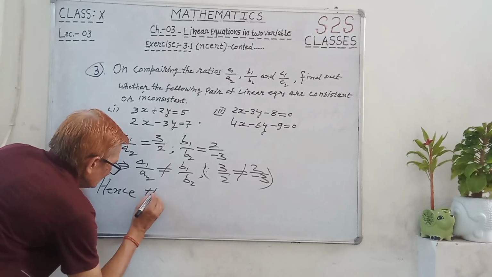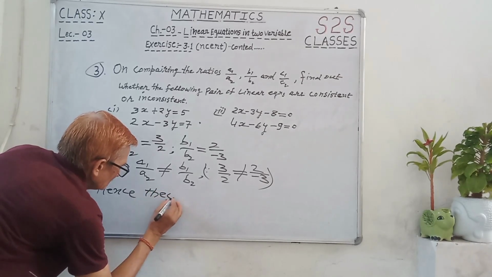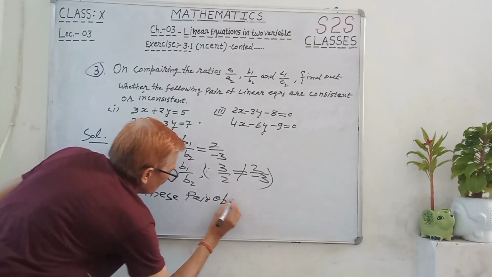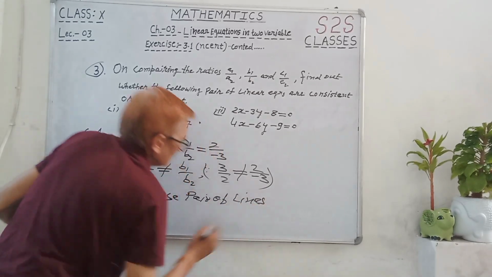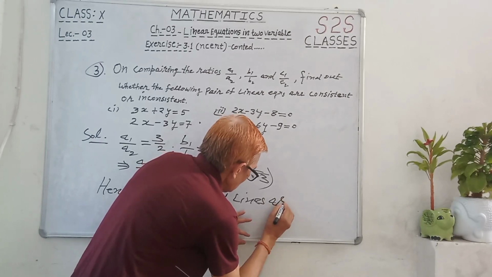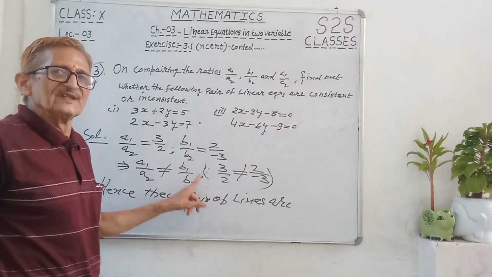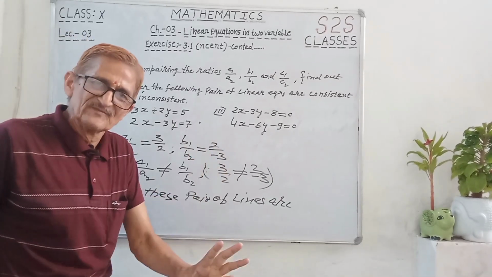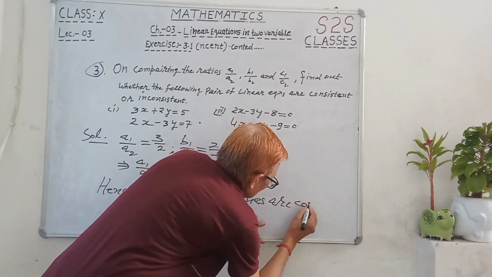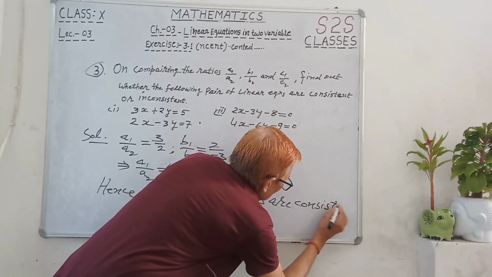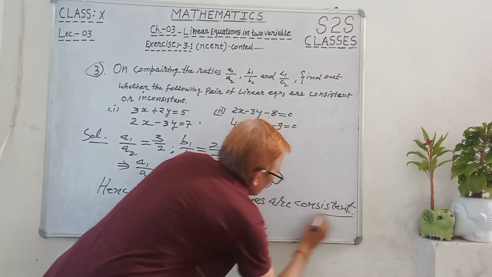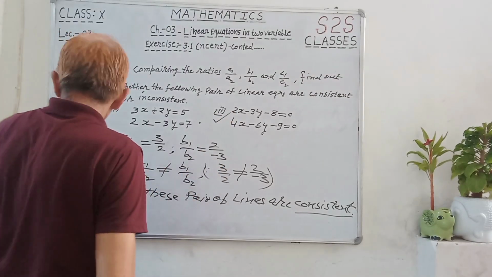So this pair of lines, the condition we know: if the lines intersect, then there is a unique solution, and if a solution is there, then it is consistent. So the lines are consistent. Now similarly we can do the second part.